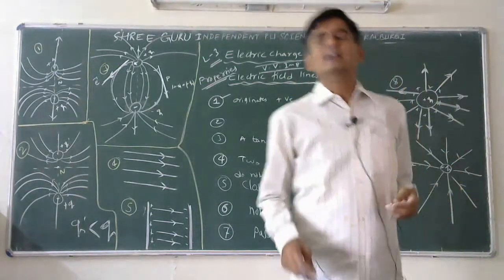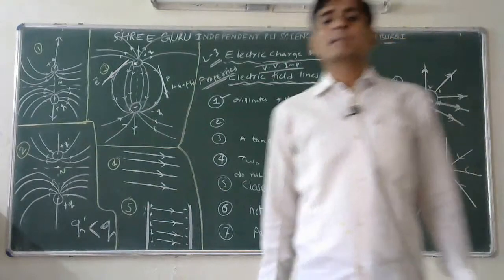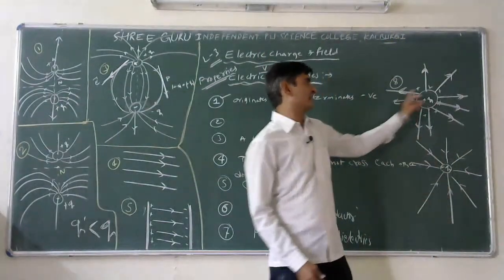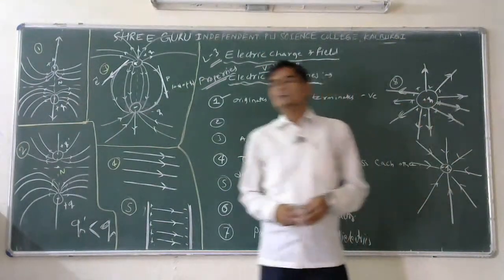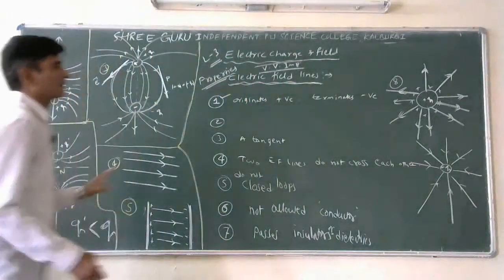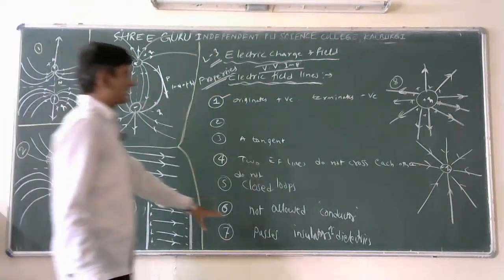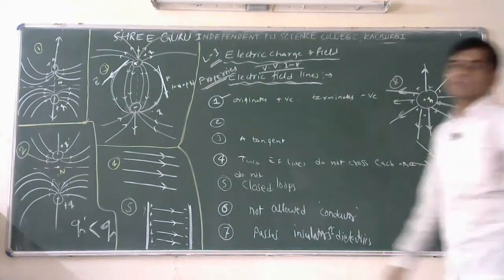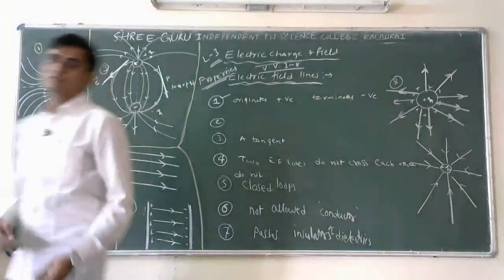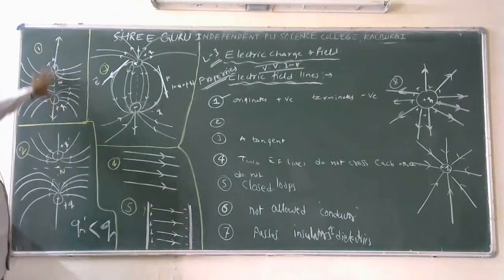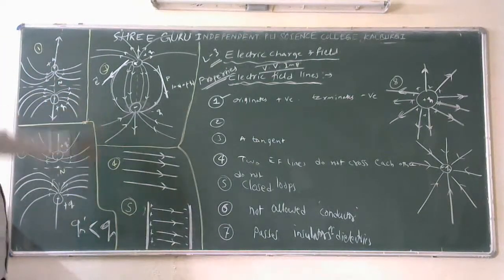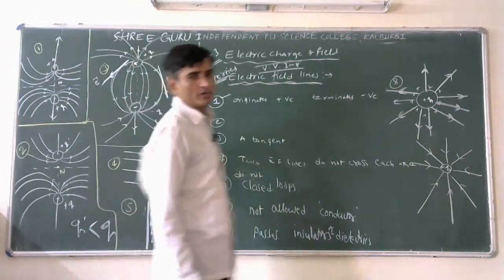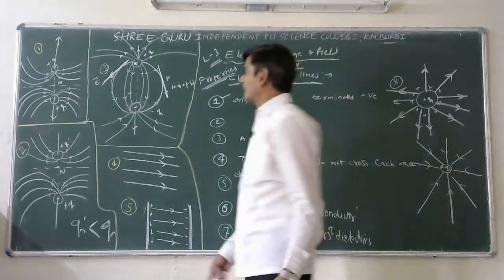What is that 8th point? Electric field lines are drawn perpendicular to the charged surface. Understood? These are some properties of electric field lines, and they will ask about these properties many times. Here, these are the geometrical or pictorial representation of the electric field lines.